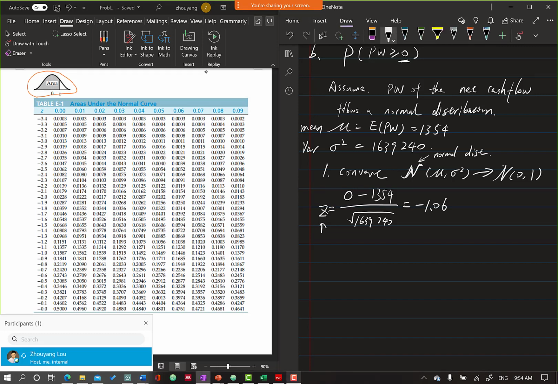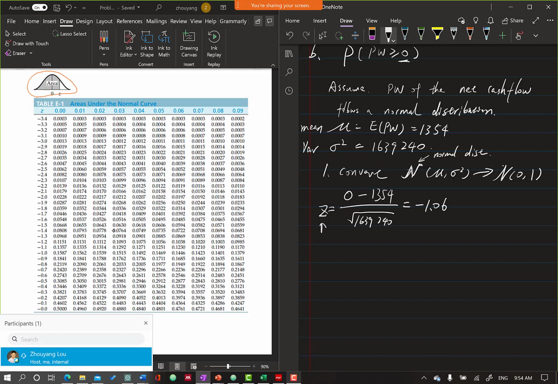So let me restate the meaning of this one. The mean of the current distribution we have is 1354, and the variance is this guy. But we want to find the Z that corresponds to a standard normal distribution with mean 0 and variance 1, so that we can use this table.